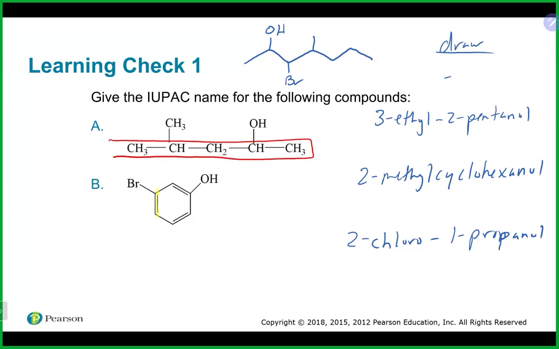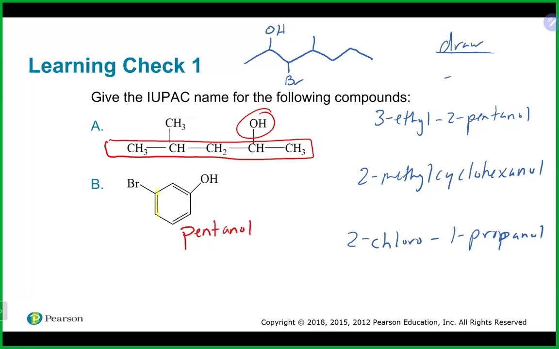So that is 5 carbons. It has an OH group here, so that's going to be based off of pentane. Since it does have 5 carbons, I'm just going to write it underneath here. So that's going to be pentanol, right?